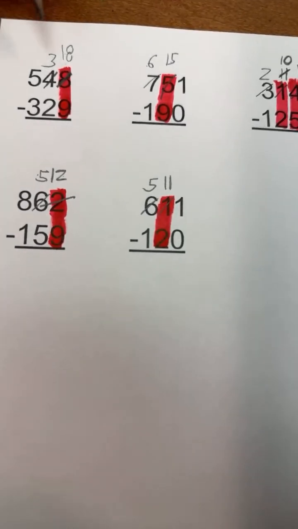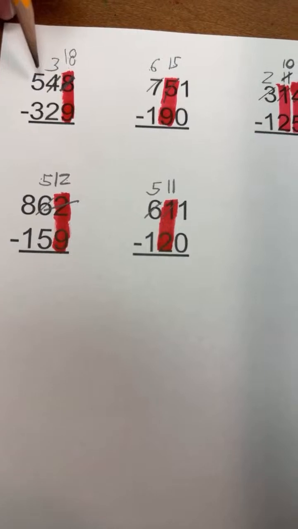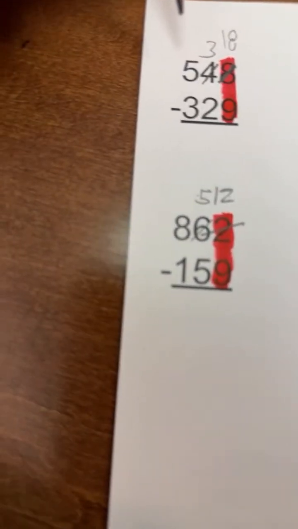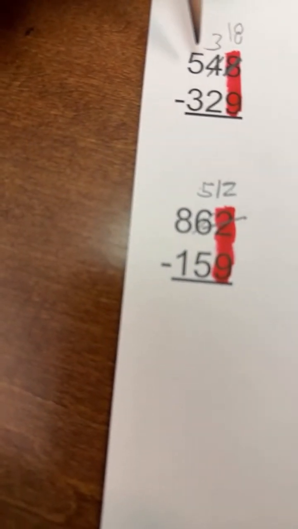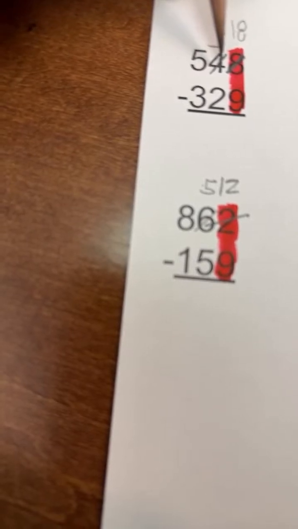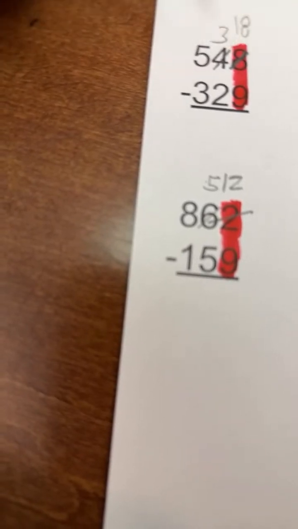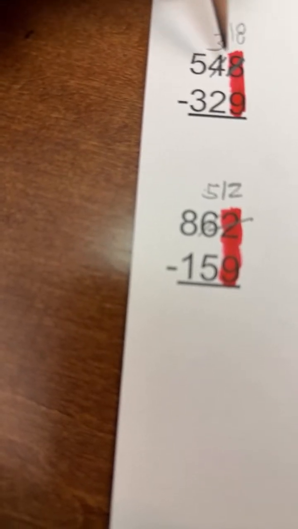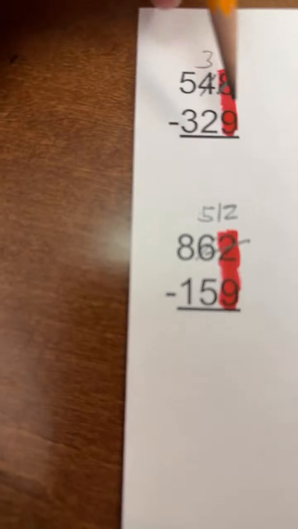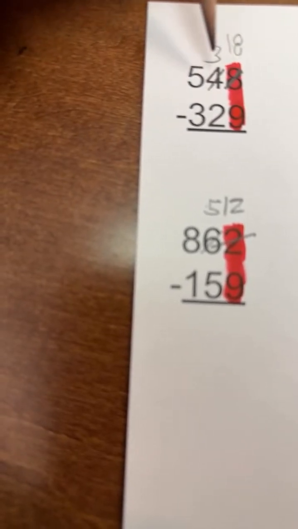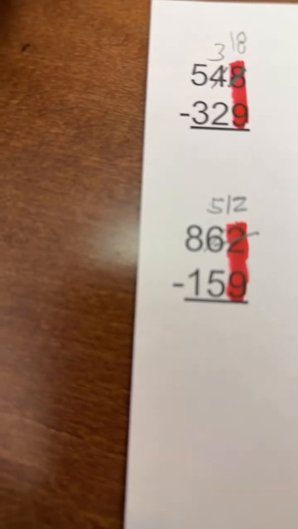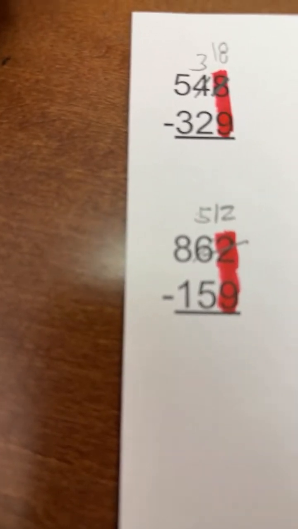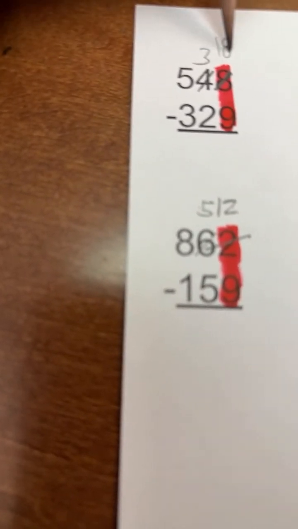So in the first problem, 548 minus 329. 5 is bigger than 3, 3 is bigger than 2, 18 is bigger than 9. So all the top digits are bigger, so we're ready to subtract.